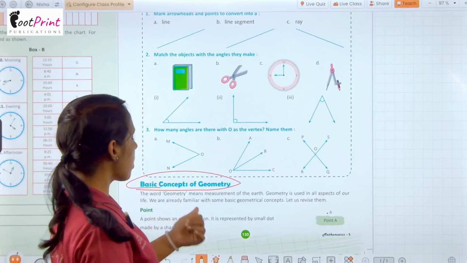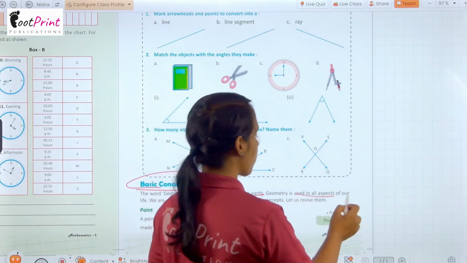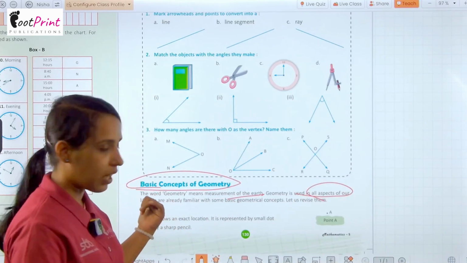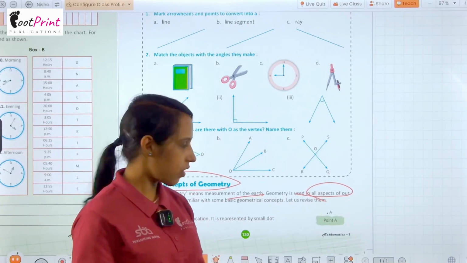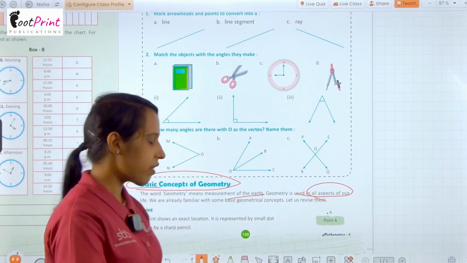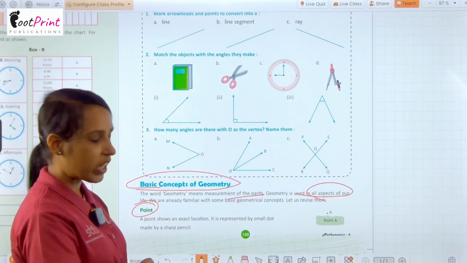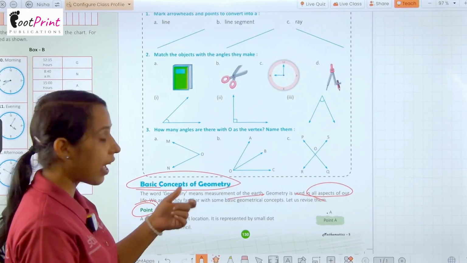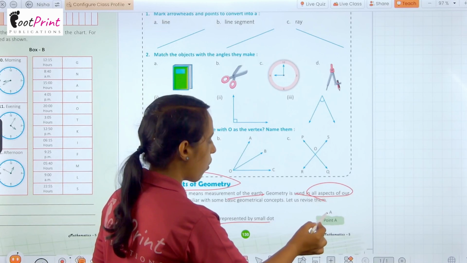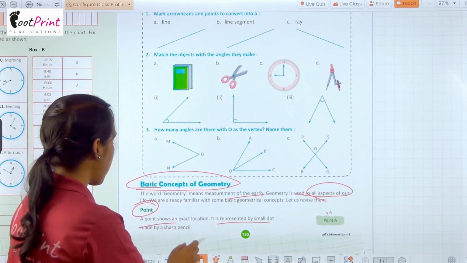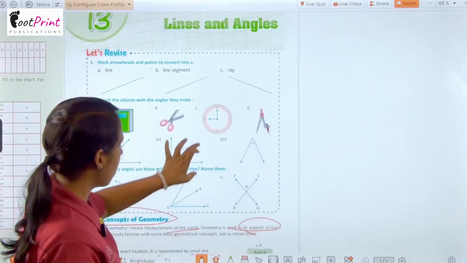The word geometry means measurement of earth. Geometry is used in all aspects of our life. We are already familiar with some basic geometrical concepts that we learned in our previous classes. So let's revise here. The first one is point. What is a point? A point shows an exact location. It is represented by a small dot and made by a sharp pencil. Okay. Now the next one.